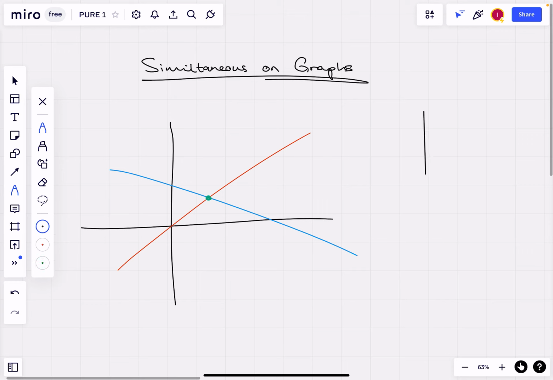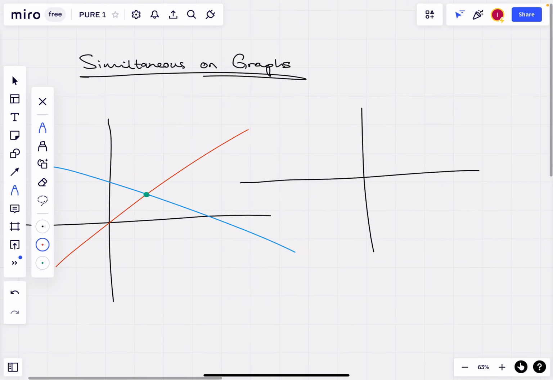So similarly, let's say you have one part of your simultaneous which is a quadratic, another part of your simultaneous which is a straight line graph. Again, the points at which they intersect, you just have to read that coordinate on the graph. And then that's it, that's your solution.